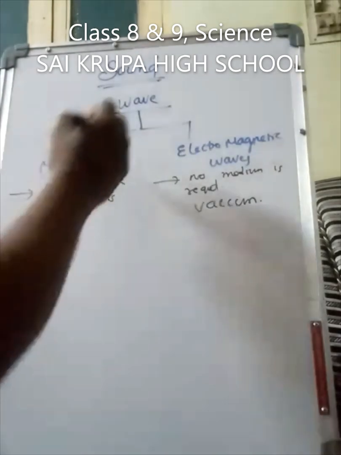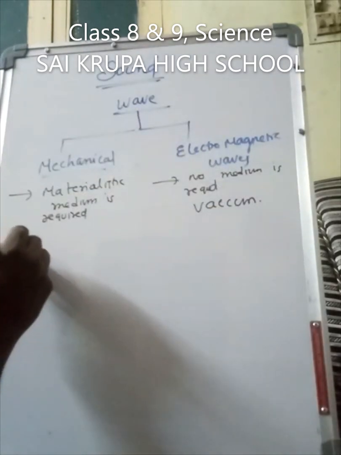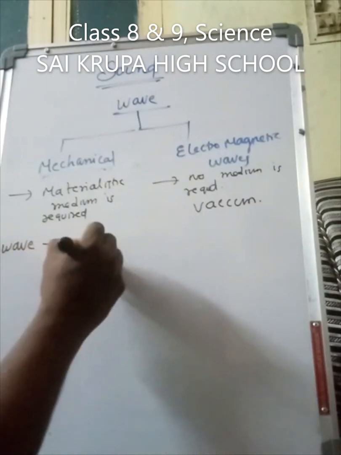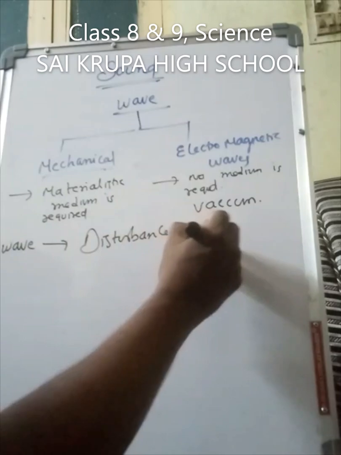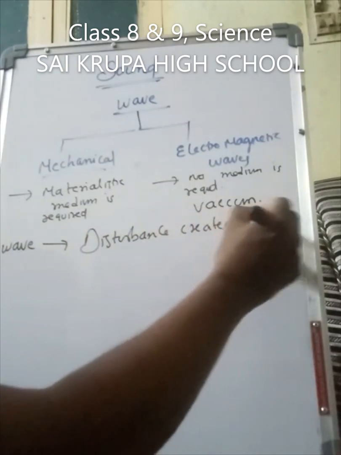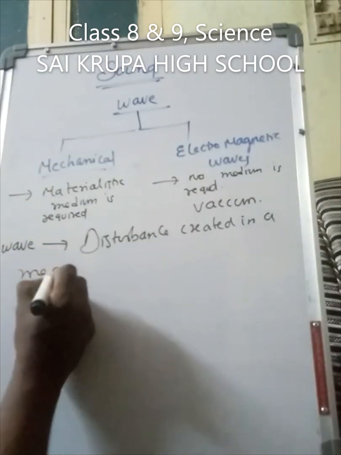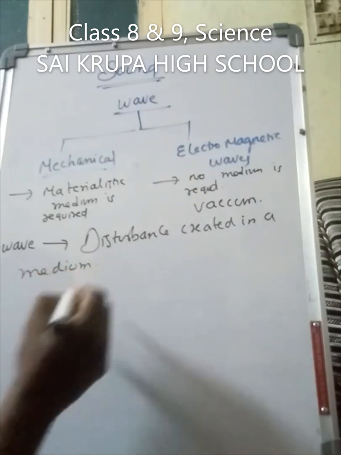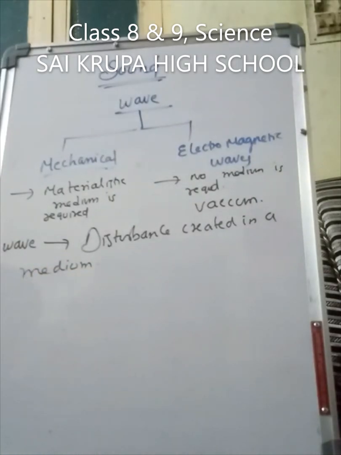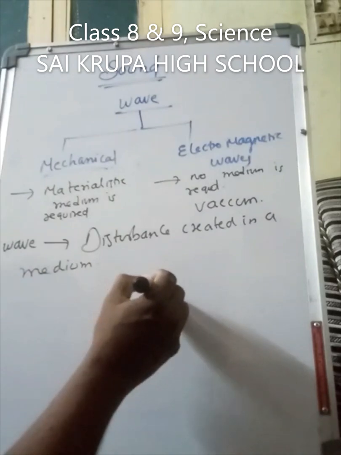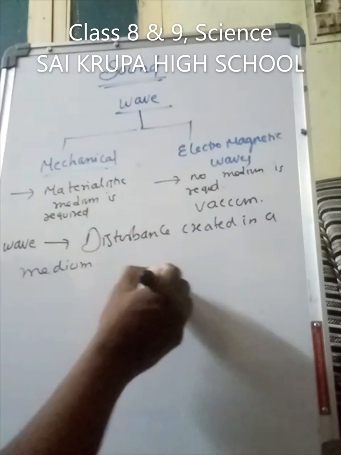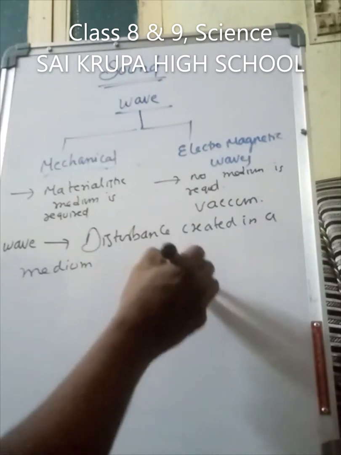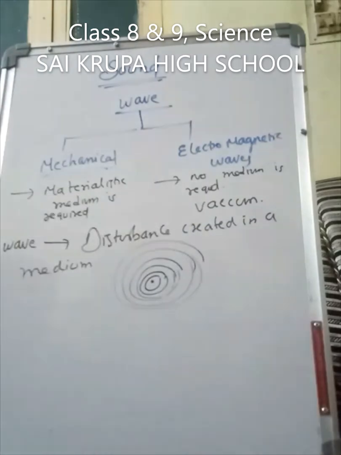So what is a wave? Actually, a wave is a disturbance created in a medium. For example, if you drop a stone into still water, we will see small ripples forming, increasing in size and moving far away. These are waves.